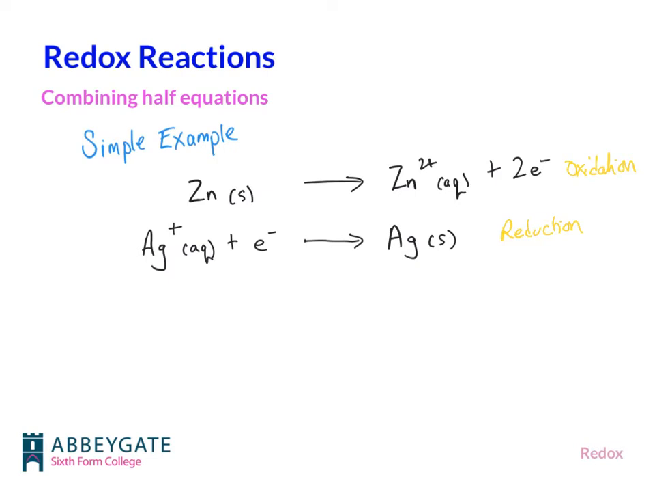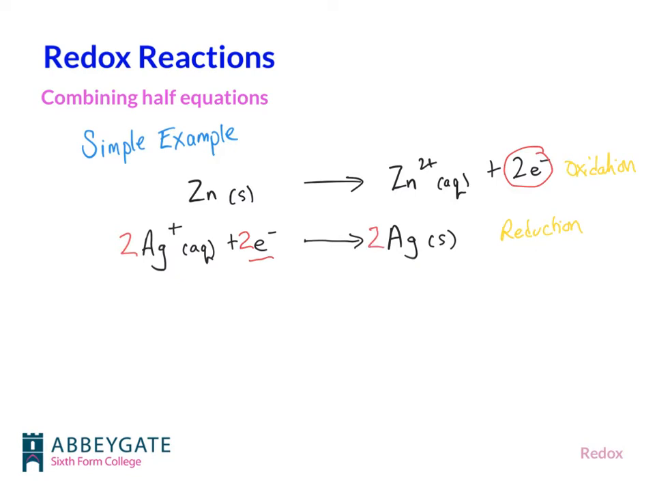To do that, the first thing I need to do is make sure that the number of electrons being produced by the oxidation reaction, which is 2, is the right amount to balance and work with the reduction reaction. We can see we've only got 1 electron being used by the silver. So what I need to do is double everything in the silver reaction. So I'm going to say we've got 2 Ag+ and 2 electrons making 2 solid silver atoms.